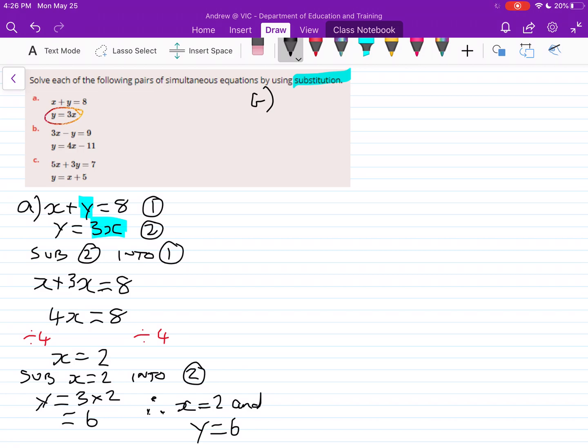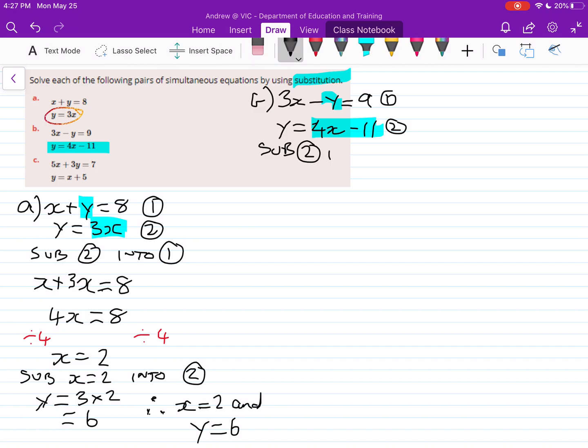So we have 3x minus y is equal to 9, and you'll see here y is equal to 4x minus 11. So this one's a bit longer, you'll notice. Instead of just having 4x, we've got 4x minus 11. But it's the exact same theory. We put this 4x minus 11 where this y is. Okay? So just make sure that all of this is going to be minused, and I'm going to show you how to do this. So we're subbing equation 2 into 1.